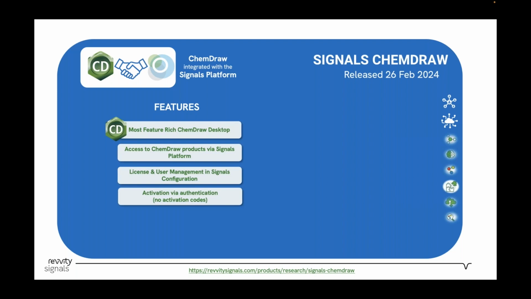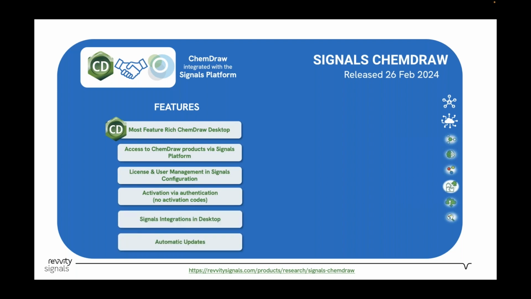What also comes with that, which is quite exciting for us, is the changeover from using activation codes to authenticating ChemDraw using your Signals credentials. So this changes the need for you to find activation codes and instead use those user credentials, sign in, license, and authenticate your products so that you can use ChemDraw Desktop without having to go find that activation code as you may have needed to do in the past.